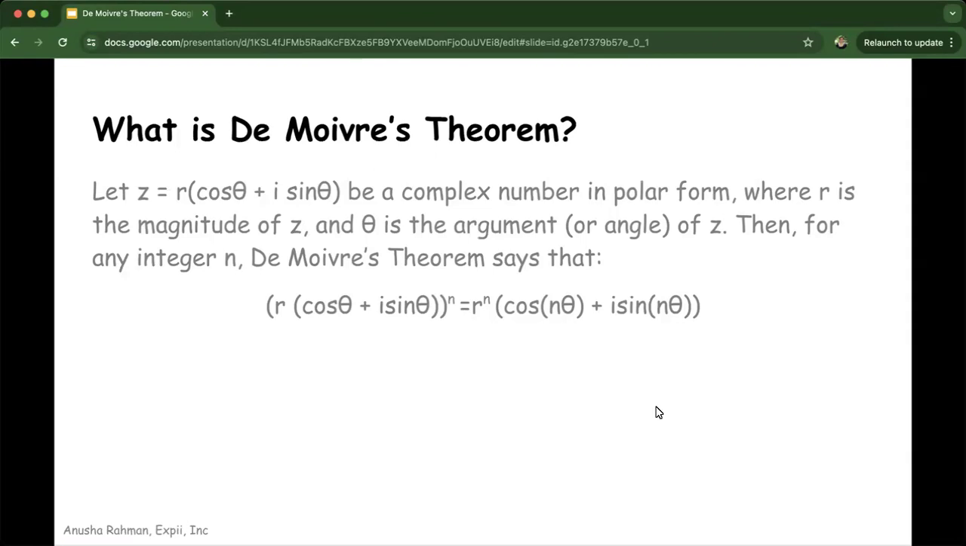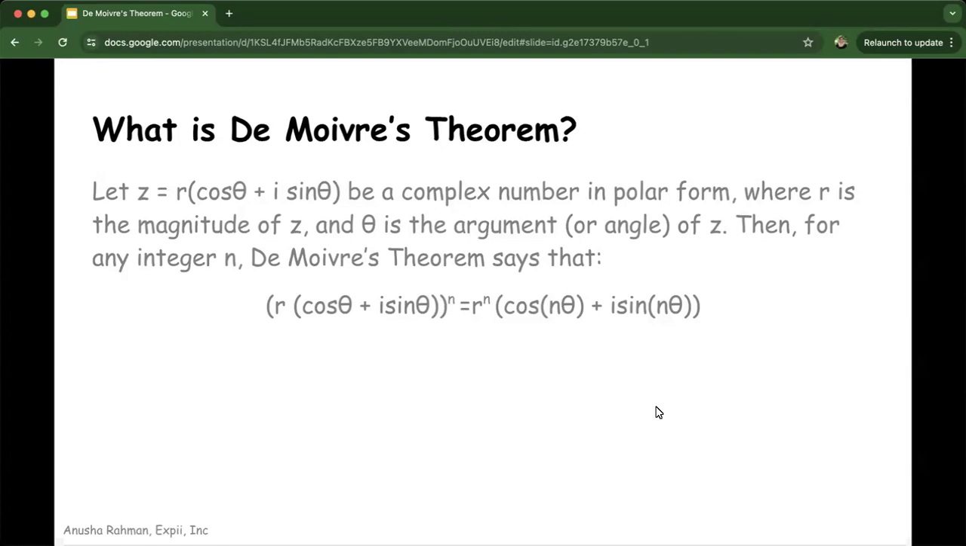Basically, if you have a complex number z written in polar form, raising it to the power of n is the same as raising its modulus r to the power of n and multiplying its argument theta by n. This theorem provides a convenient way to calculate powers of complex numbers without having to resort to Cartesian form, which is the a plus bi form, and without needing to use trigonometric identities repeatedly.